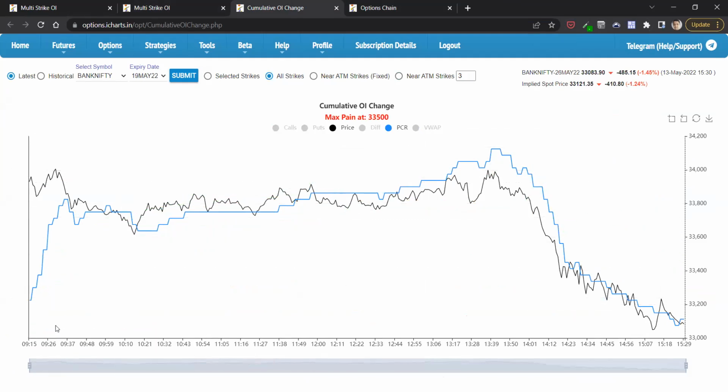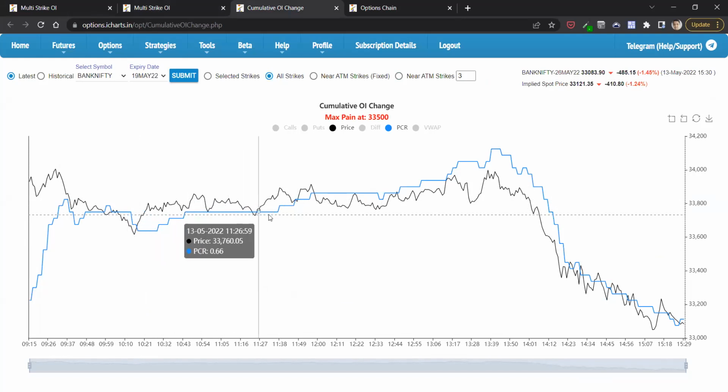Now this PCR will quickly tell you in which direction the price is going. As long as the PCR is going up, that means either lots of put writers are there, I mean put writers are increasing, or call writers are unwinding their positions. So in both cases it is bullish, so the PCR will keep going up.